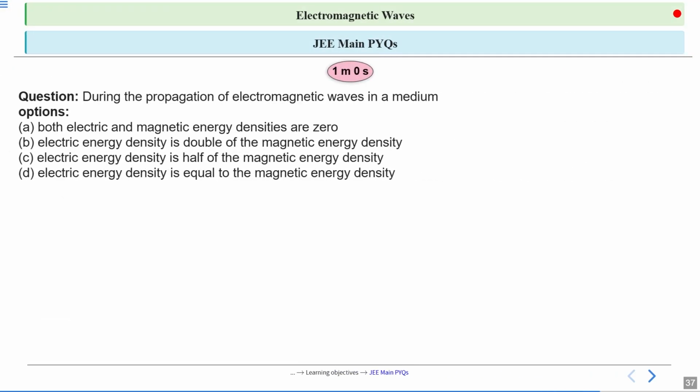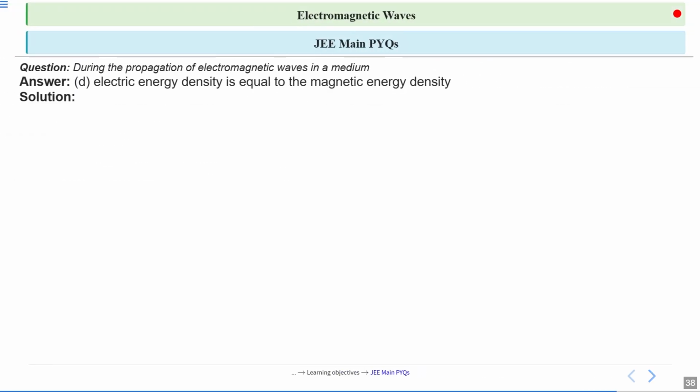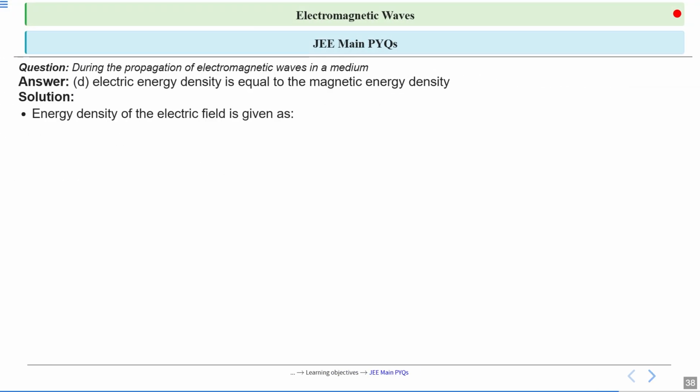So next question. During the propagation of electromagnetic waves in a medium, both electric and magnetic energy densities are zero; electric energy density is double of magnetic energy density; electric energy density is half of the magnetic energy density; or electric energy density is equal to the magnetic energy density. So which option is correct? D option is correct. Electric energy density is equal to the magnetic energy density.